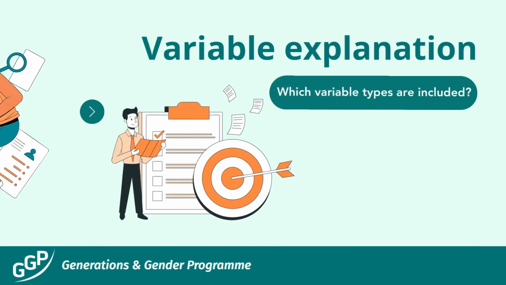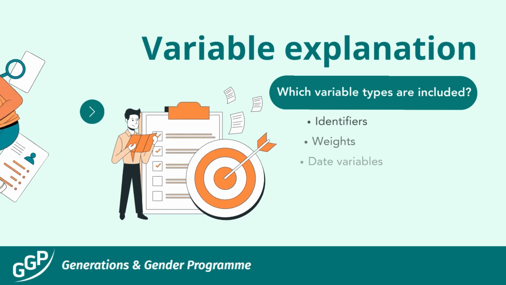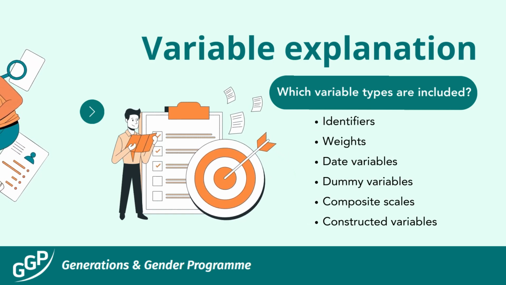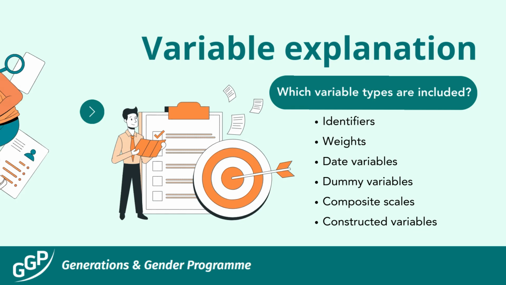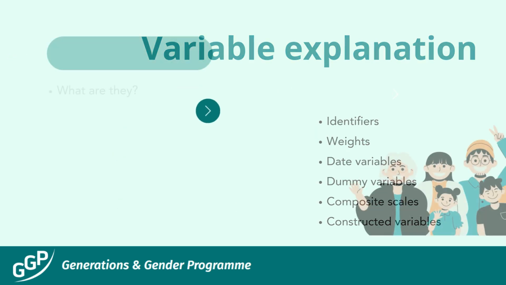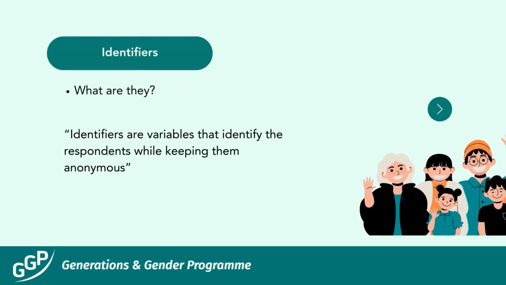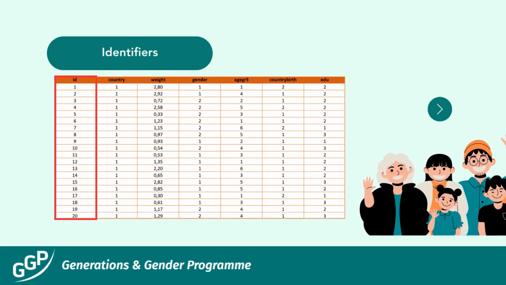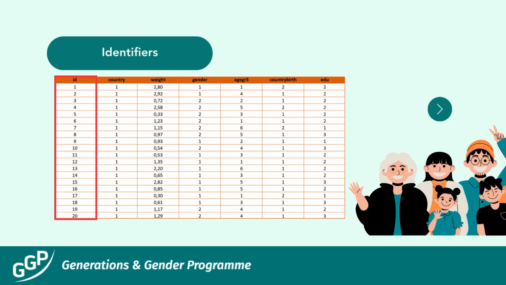The datasets include different types of variables, which enable users to perform multiple types of analyses. Let us introduce you to the main ones. Identifiers are variables that identify respondents while keeping them anonymous. The highlighted column contains the identification variables, and it is the first column of the dataset.